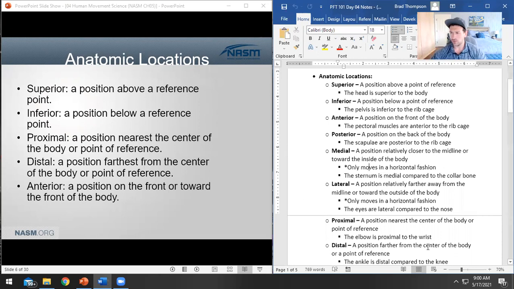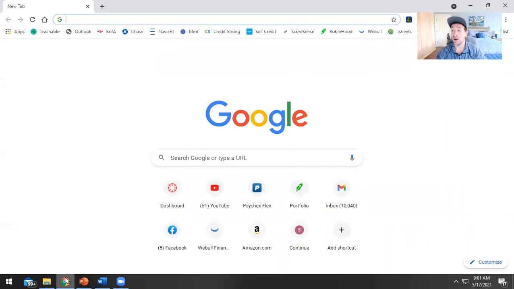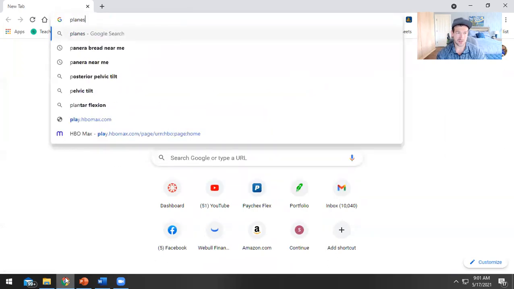Now, if there is no point of reference given, if we're just saying something is generally superior, we are going to mean that it is either above or below your midline. So if we look at the, let's see here, planes.